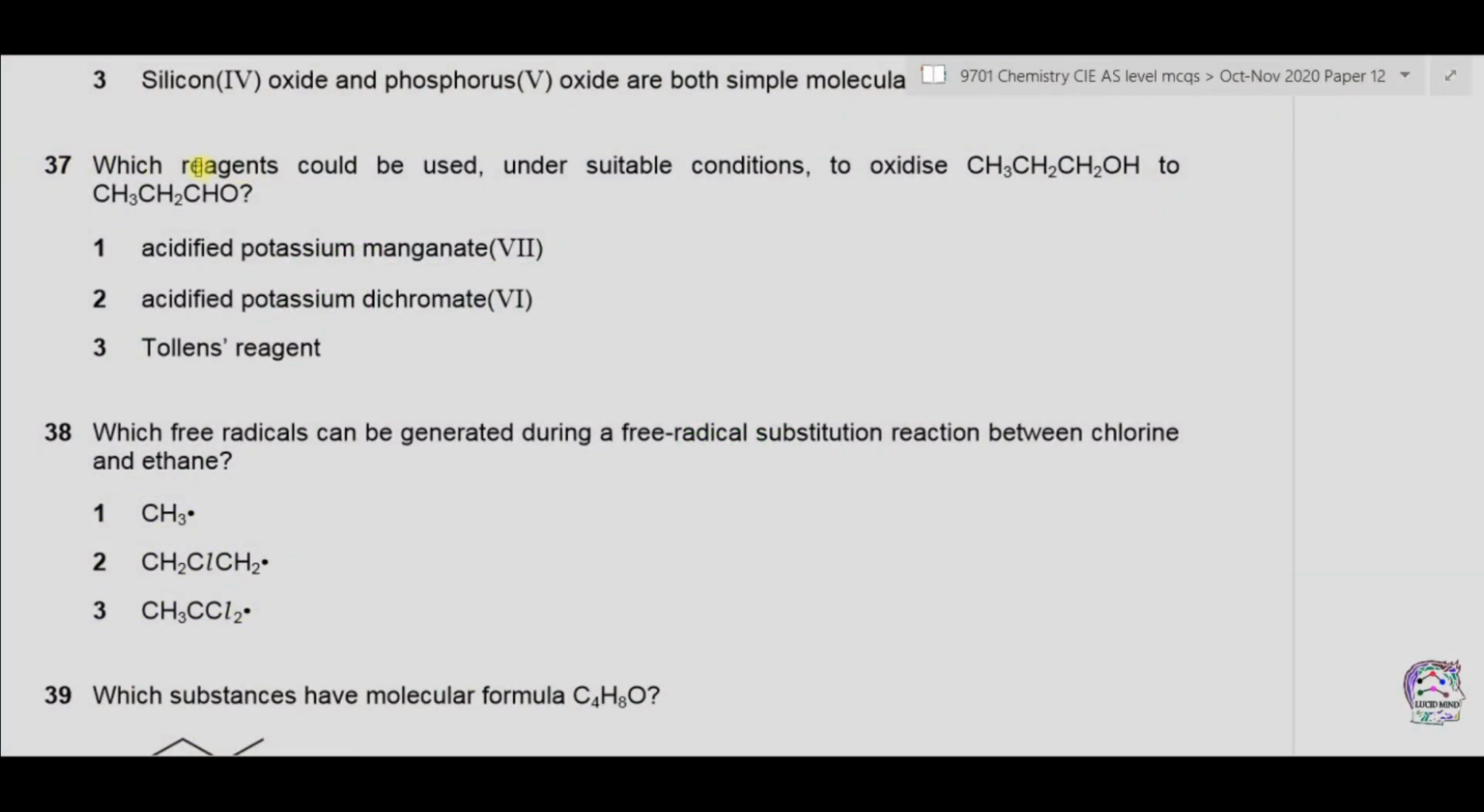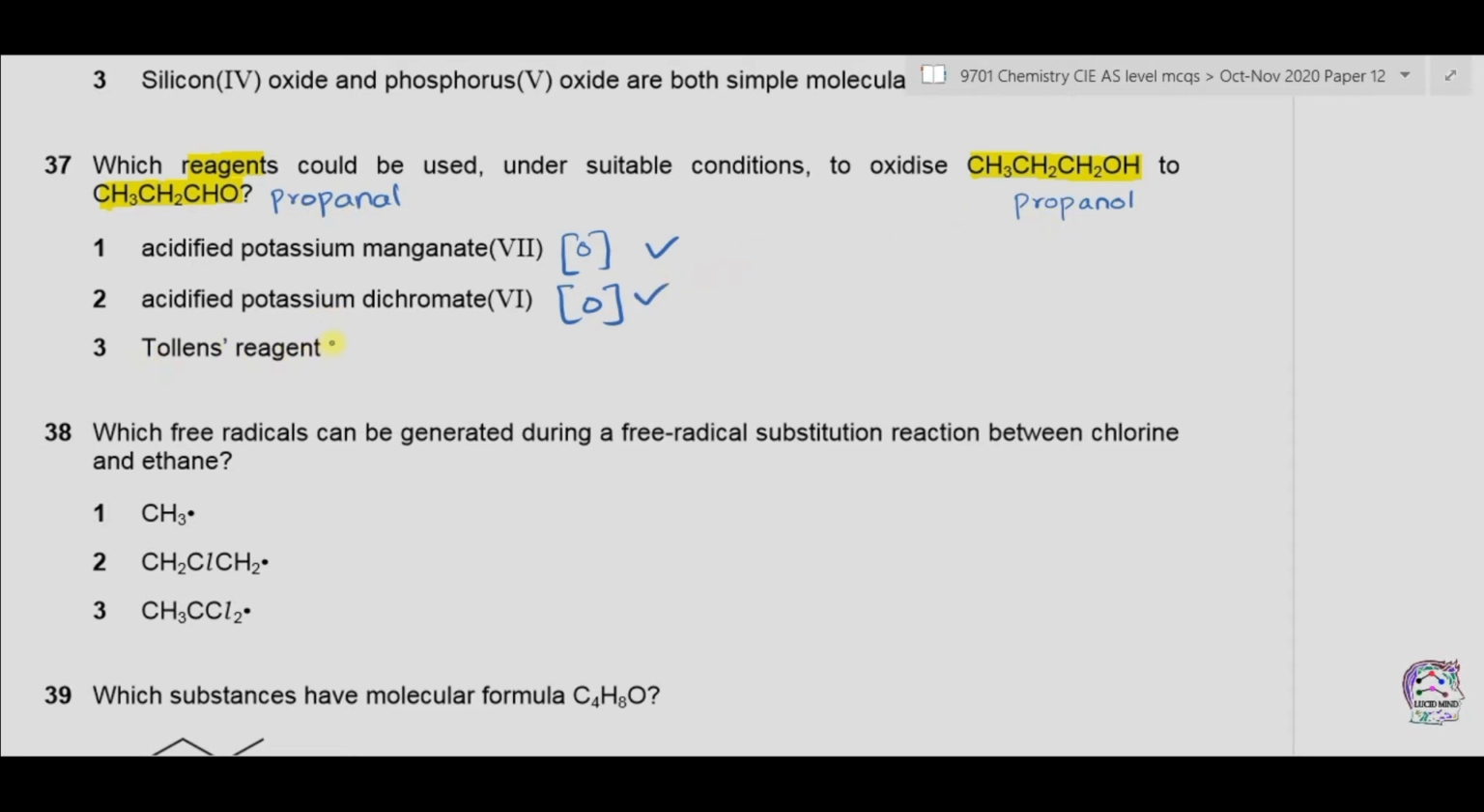Question 37. Which reagents could be used under suitable conditions to oxidize alcohol to aldehyde? Number 1. Acidified potassium manganate(VII). This is a strong oxidizing agent, so it can be used to oxidize a primary alcohol such as propanol to the 3-carbon aldehyde, which is called propanal. Number 2. Acidified potassium dichromate(VI). This is also a strong oxidizing agent, so this will also convert propanol to propanal.